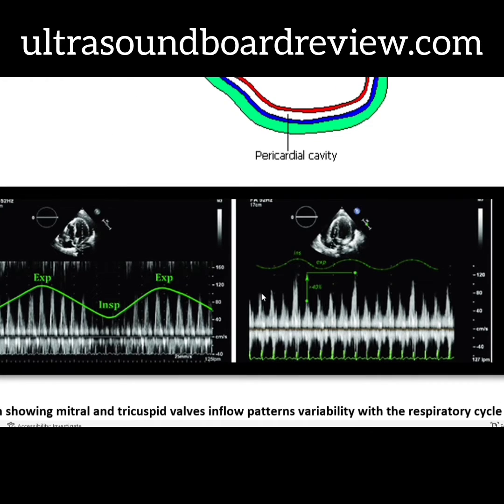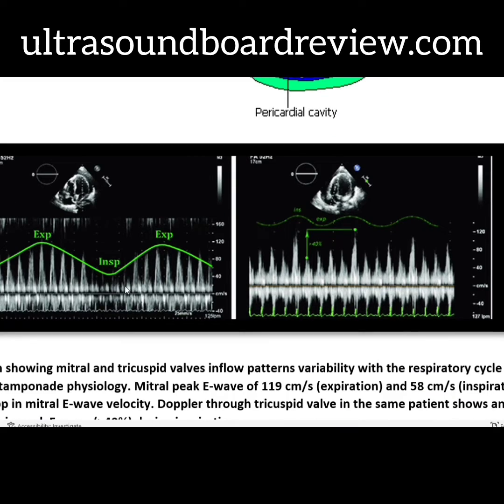So here, you can see that in this image, they're evaluating the mitral valve, and then here is the tricuspid valve. So you can see during expiration that blood flow is increasing through the mitral valve quite a bit, and then decreases quite a bit during inspiration. Increasing during expiration, then decreasing during inspiration, and so on. This is the mitral side.